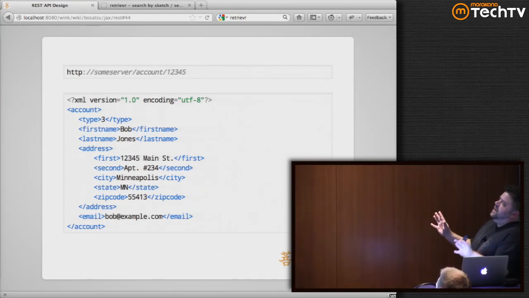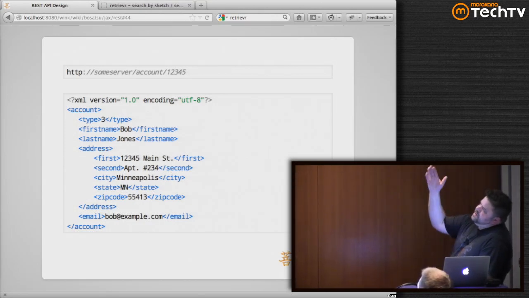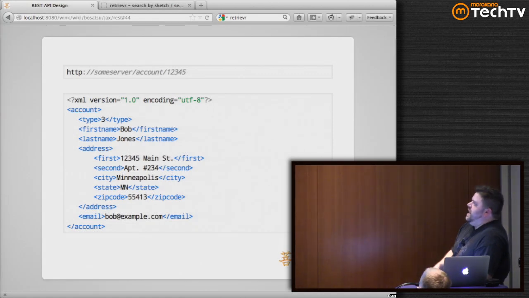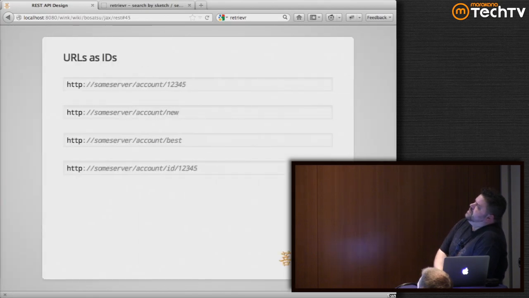All right, so as a first cut at a representation of, say, an account, I might give it an identifier like this. I might talk about the type of the account, the name, the address. We want to send emails to people. On first blush, it seems reasonable, and you might produce something like this. But I want to change just about everything.